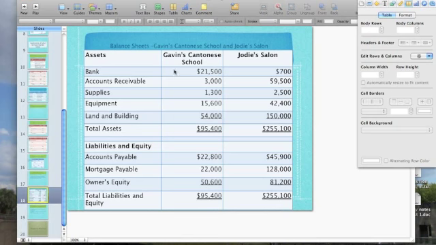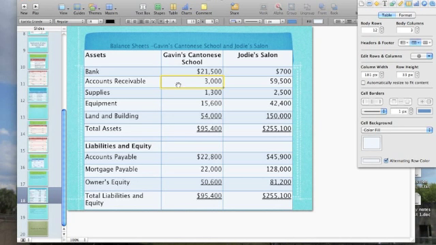As you can see here, Gavin must be able to sell all this to repay his liabilities, and if he does that, he will be fine. Jody must also sell all this at the original price when she bought it to be able to repay all her accounts payable, mortgage, and everything else.